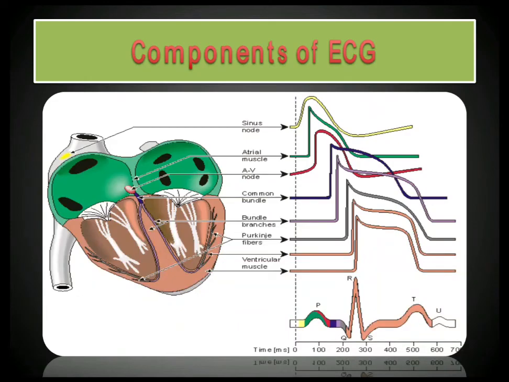Now, if I talk about the components of the ECG, these are some of the graphs made by the sinus node, the SA node, then the atrial node, then the AV node, then the bundle of His, then the Purkinje fibers, then the ventricular muscles. That means the whole ECG wave that we have as a PQRST wave is a resultant combination of these waves.